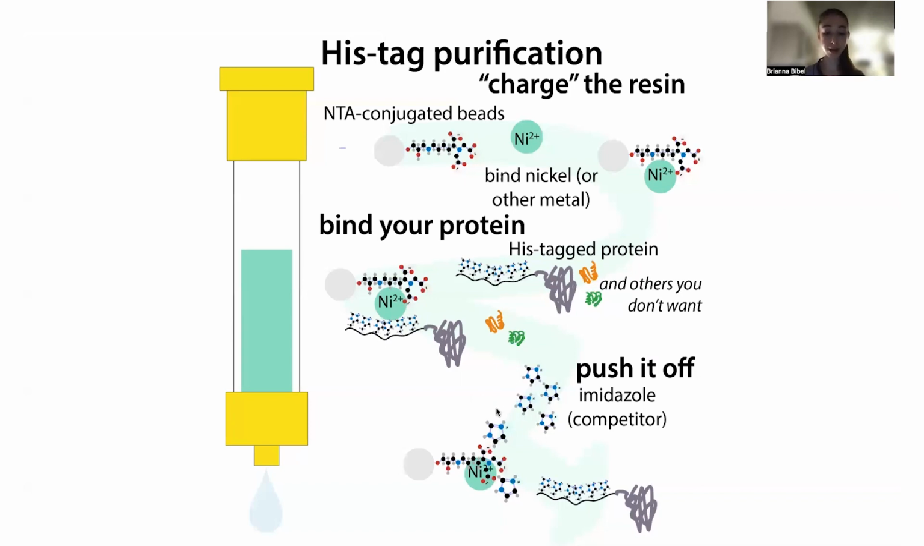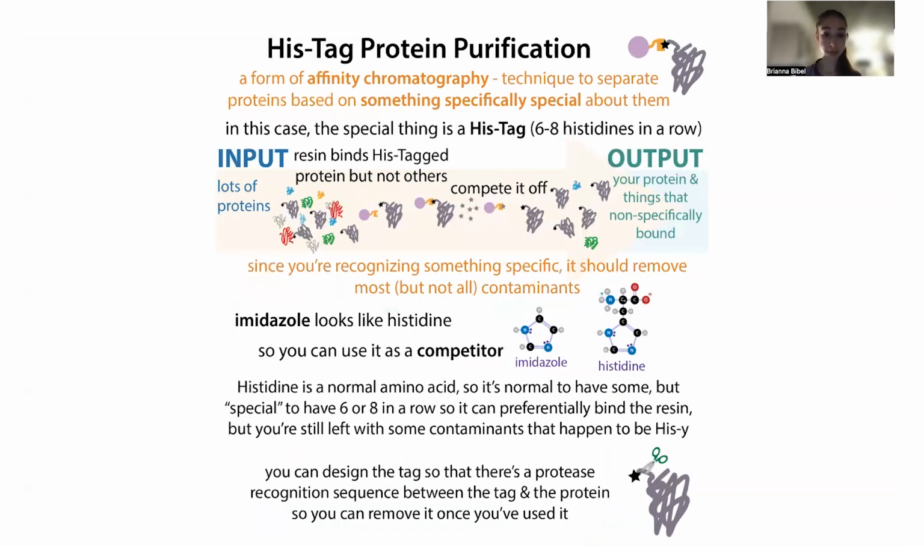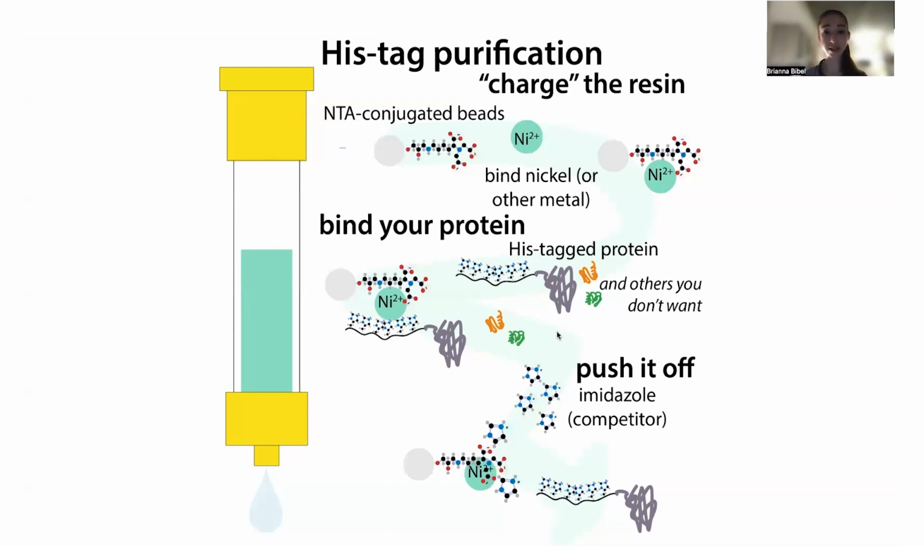So this is just the free part of the histidine. So not the whole amino acid, but just this ring part. You can use that as a competitor. You have to add more of it because you don't have a bunch of them in a row, but this is going to allow you to then compete off your protein. The reason why this works is because although proteins naturally have histidine, they don't naturally have like 6 to 8 of them in a row. So you're not going to have this chelation effect as strongly.